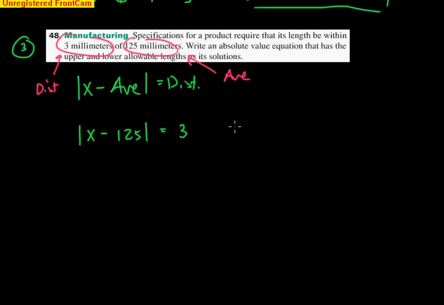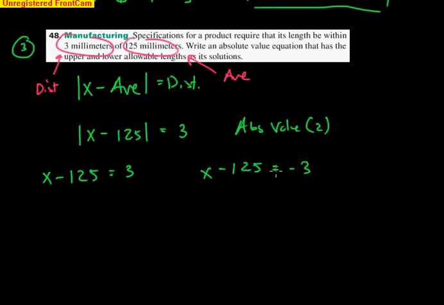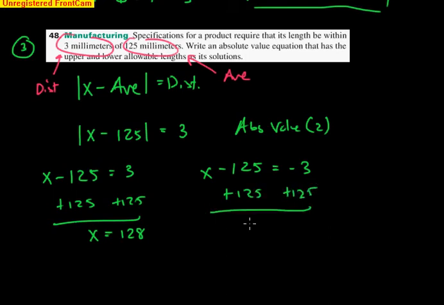So remember, absolute value means 2. Two equations. X minus 125 equals 3. And x minus 125 equals negative 3. Two equations, two answers, an upper and a lower. So let's solve. Add 125 here. X equals 128. Add 125 here. X equals, now the 3 is negative, so you take 3 away, 122.